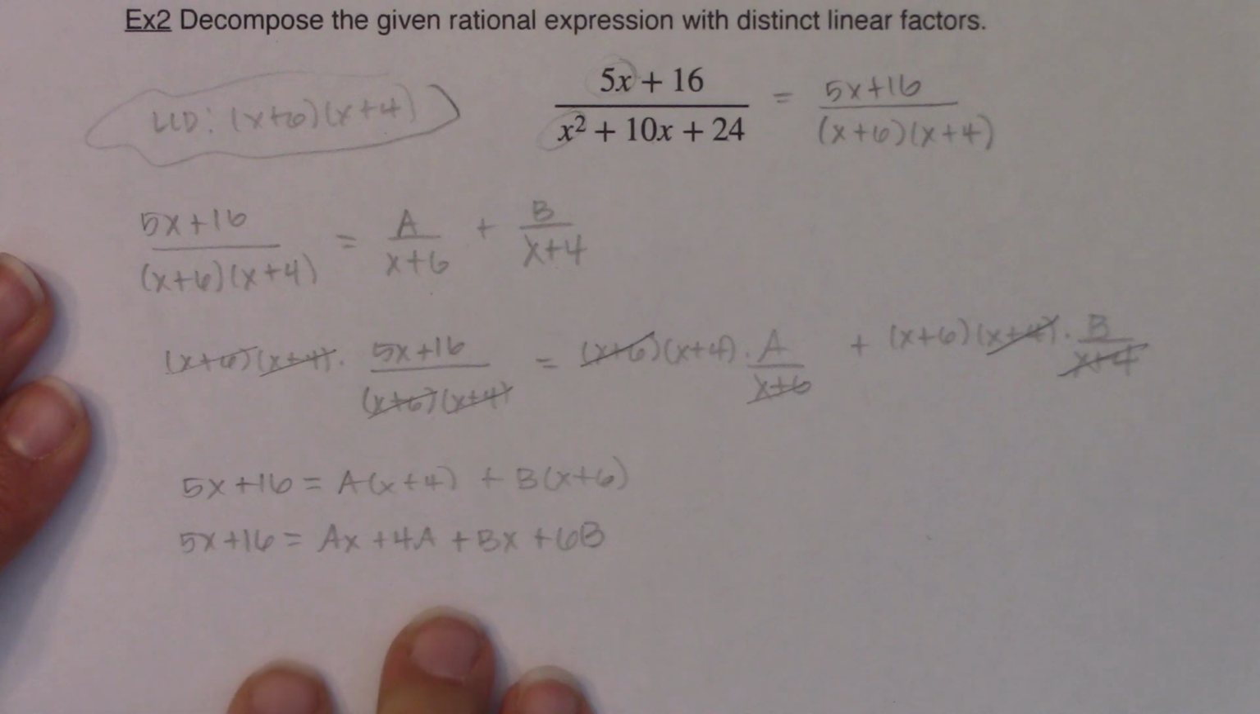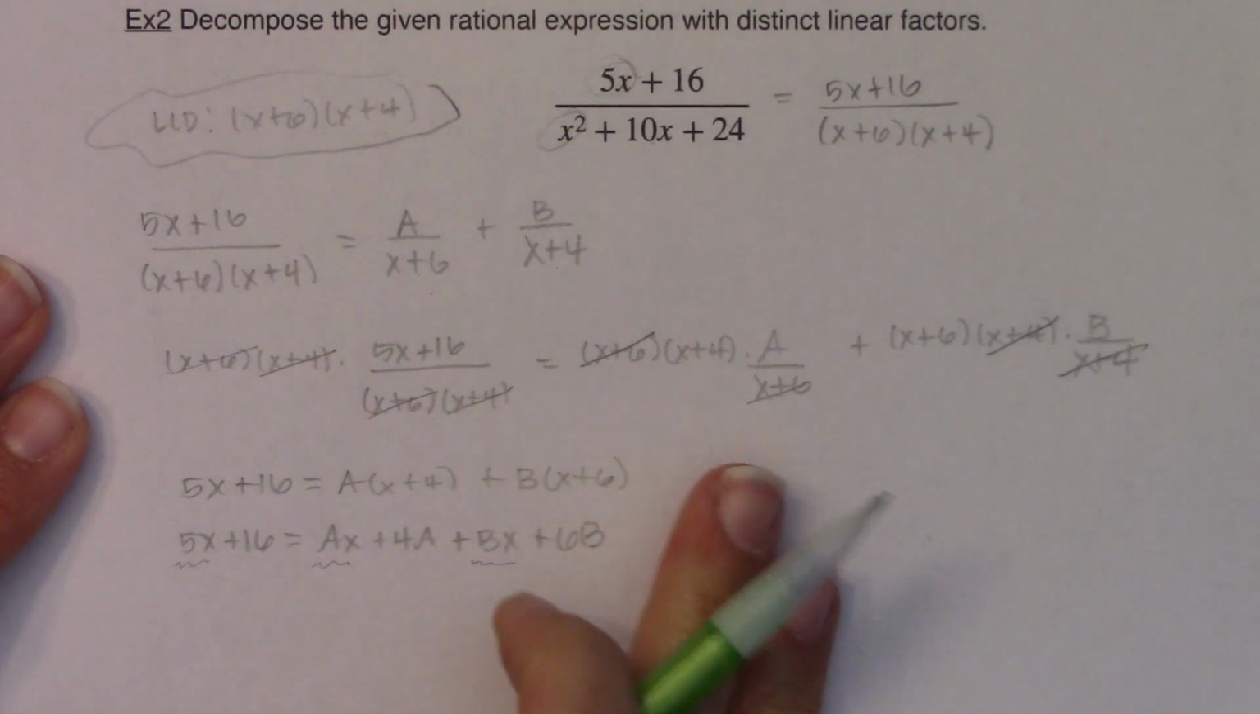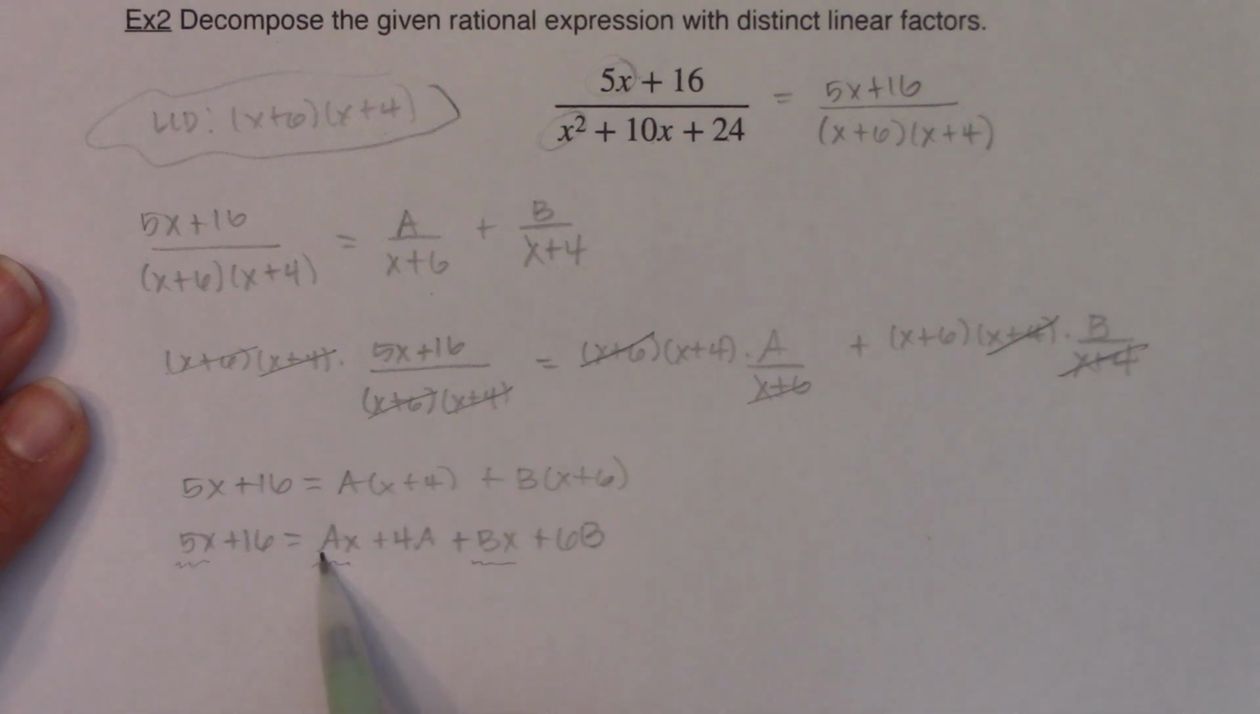And what we're going to do is line up like terms. So what I mean by that is if I look on the left side, I have a 5x. That's my variable term. And if I look on the right side, I've got ax+bx. So even though I don't know what a and b are, I know that a+b has to be 5 because ax+bx has to be equal to 5x. So those numbers have to align.